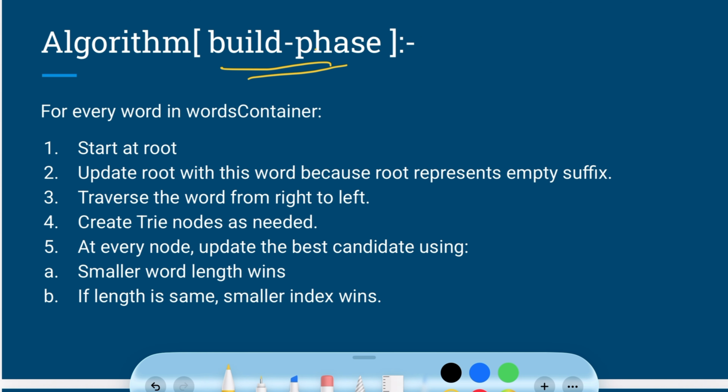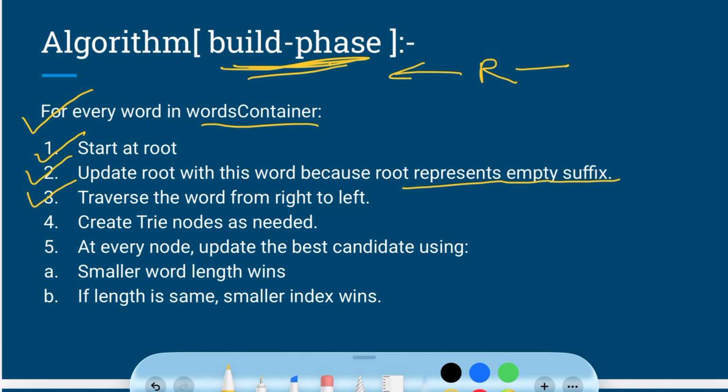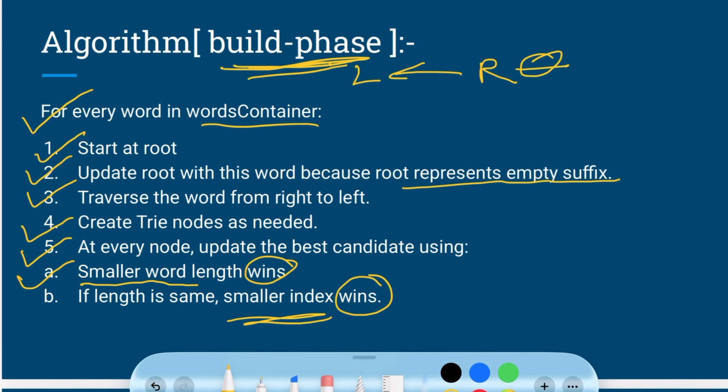Okay, so in the build phase, for every word from the container, what you need to do is start at the root, then update the root with the word, because the root represents the empty suffix that we have already seen. Then we traverse the word from right to left, starting from the right and going to the left. Then you create the trie nodes as needed, and at every node you update the best candidate. A smaller word wins, and if not, the smaller index wins. Either a smaller word will win or a smaller index will win, that we know already. Okay, so this is done.